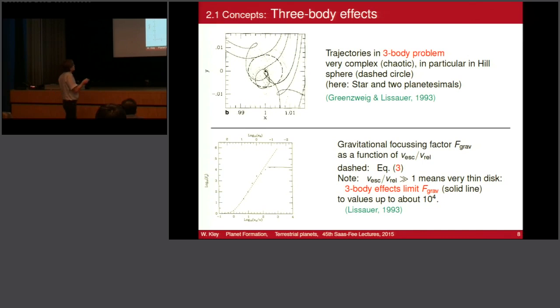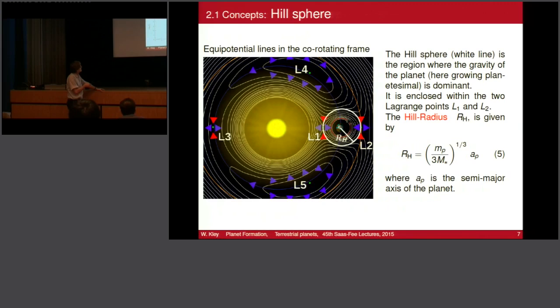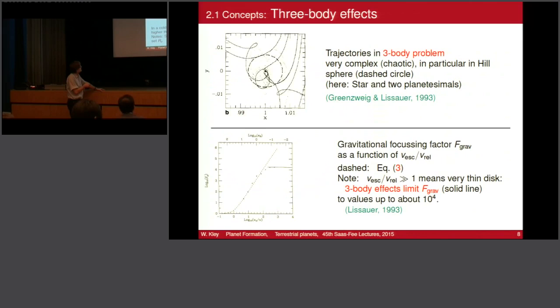Okay, and this change of the orbits in the vicinity of this growing object leads to a change in the effective cross-section, to a change in this enhancement factor F_grav. Okay, and this is depicted here. This is a consequence of these numerical simulations. Here is this factor F_grav plotted. I don't know, is it possible to read this in the back? These little things? Okay, this is F_grav versus V_escape over V_relative. And the dashed line is exactly equation 3, which is this equation here. So this is effectively the outcome of this.